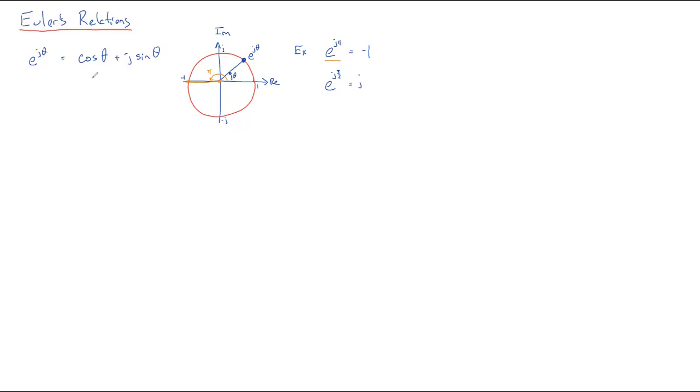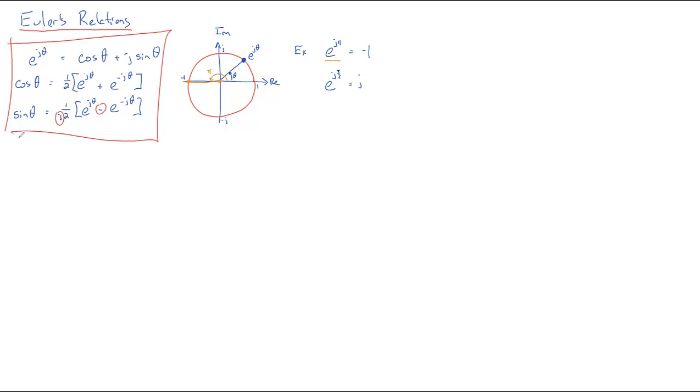Okay, so this is his first relationship. His second relationship is that you can create a cosine of theta with two complex exponentials, one e to the j theta and the other plus e to the minus j theta. And similarly, you can combine them to find a sine of theta: it's 1 over j2 times e to the j theta minus e to the minus j theta. The things I want you to realize with a sine is that there's a j out here and it's a minus sign. These are Euler's relationships.